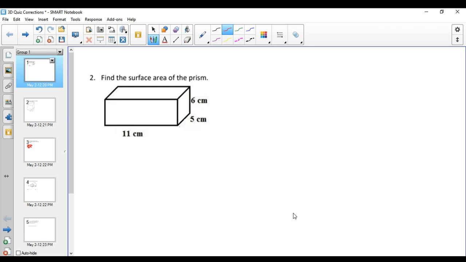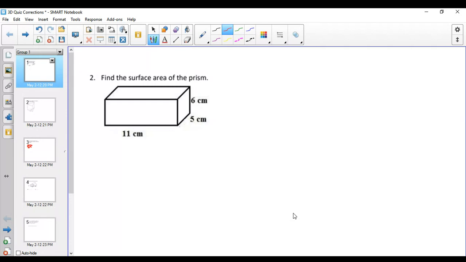Hi guys, we're going to do quiz corrections from last week. So you can do corrections on any of the problems that you missed. Take a picture and email the corrections to me, and then I'll go back into Canvas and adjust your score. So we're just going to look at the ones that were the most commonly missed.